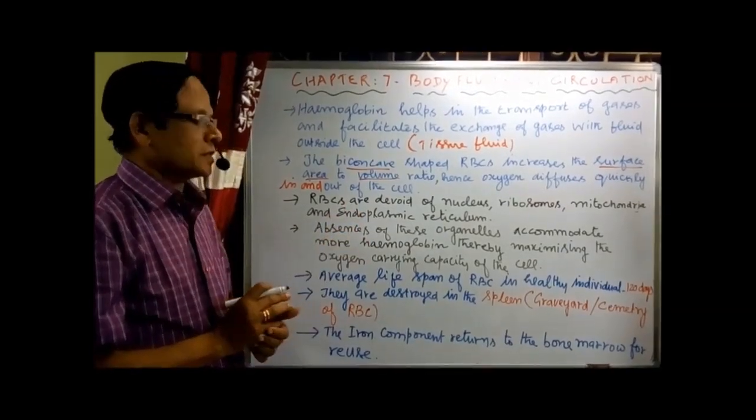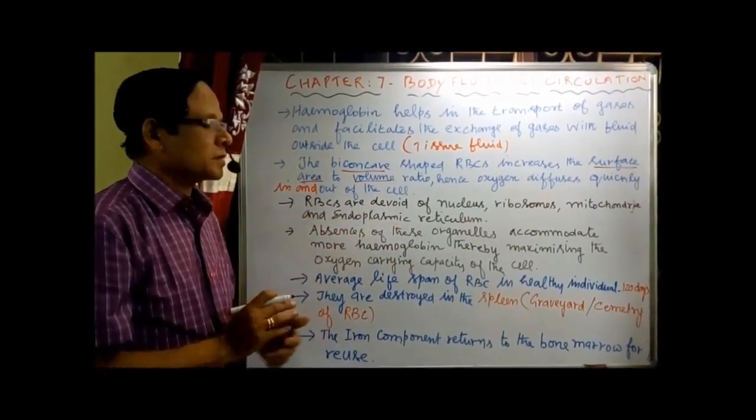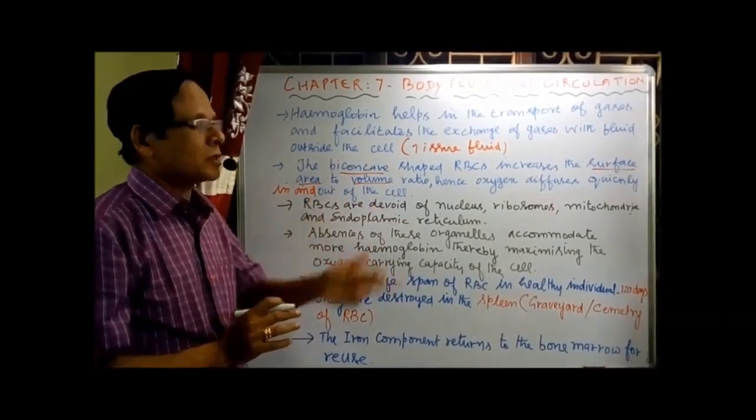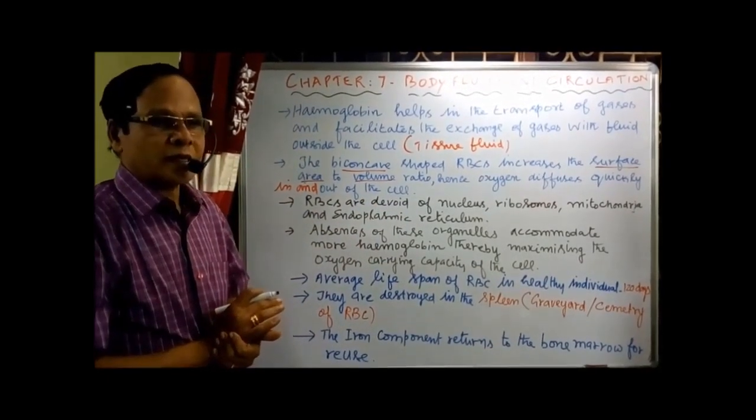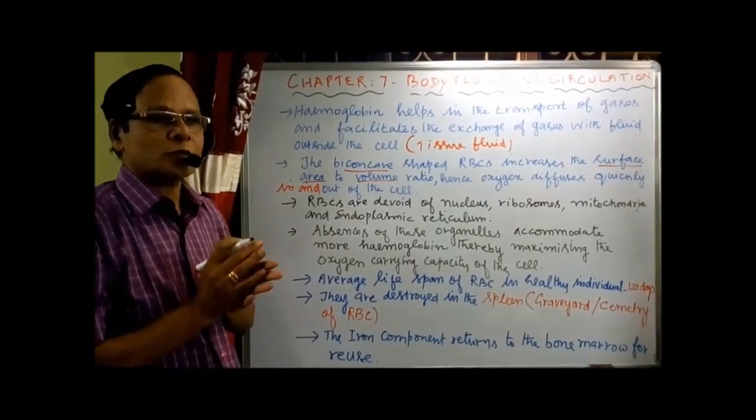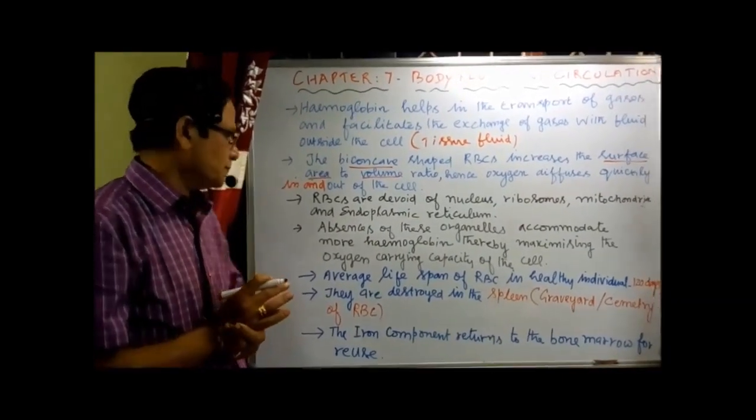So these two properties, the absence of organelles and the biconcave nature of the RBCs, are the adaptations of RBCs for the transport of oxygen quickly and faster.